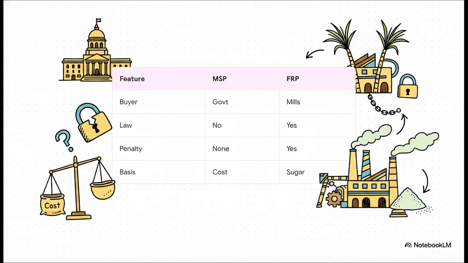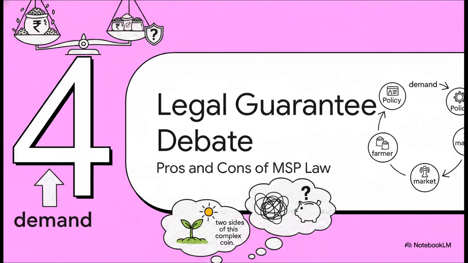If a sugar mill doesn't clear its FRP dues within 14 days, cane commissioners can literally attach the mill's properties to get that money back. Plus, while MSP looks at production costs and market trends, FRP is strictly based on the sugar recovery percentage from the cane itself. That brings us to Section 4, the legal guarantee debate.